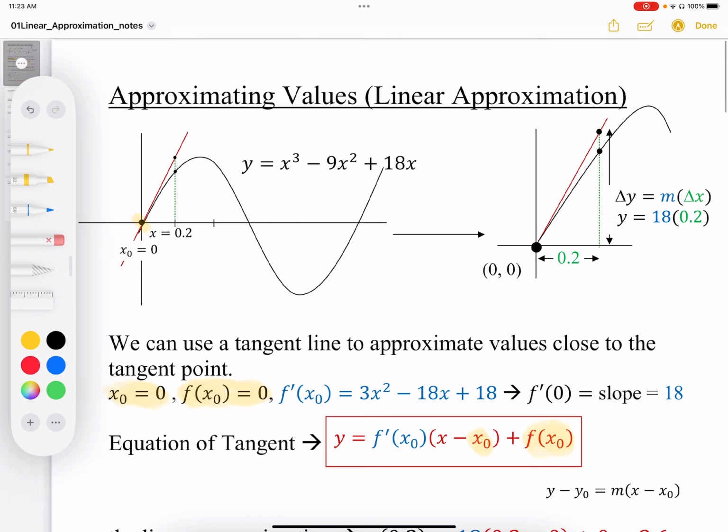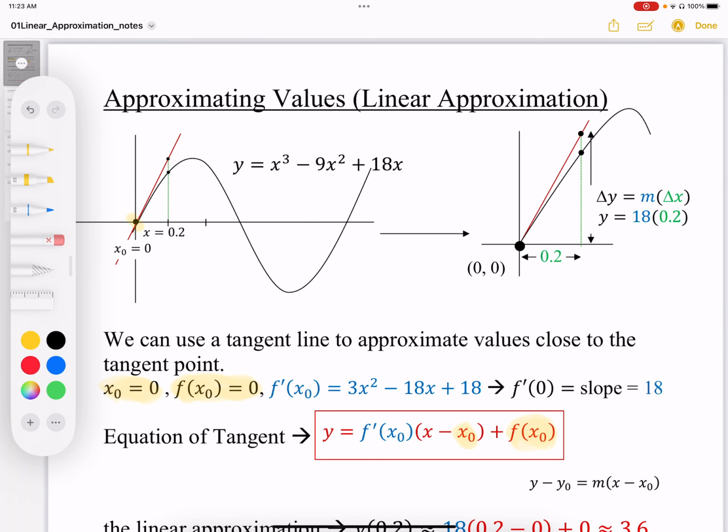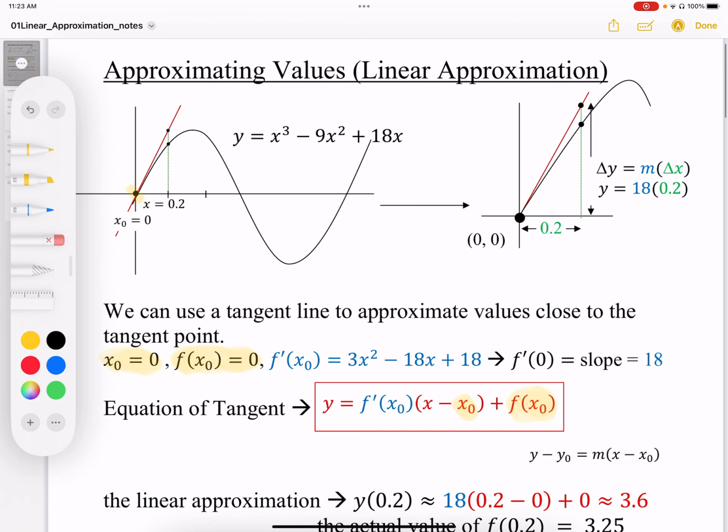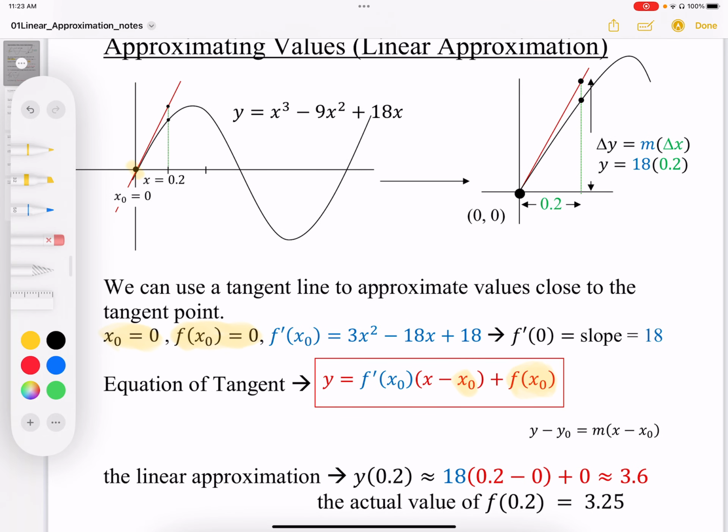So what we're going to do is we're going to take that tangent line and we're going to find that point by finding the coordinate on the tangent line, and then we can compare it to the actual point on the curve. So the tangent line is going to be based on having a linear equation. So that linear equation needs a slope. That slope is going to come from the derivative. So in blue here we have the derivative. And we also need a point. So I've highlighted in yellow here the point.